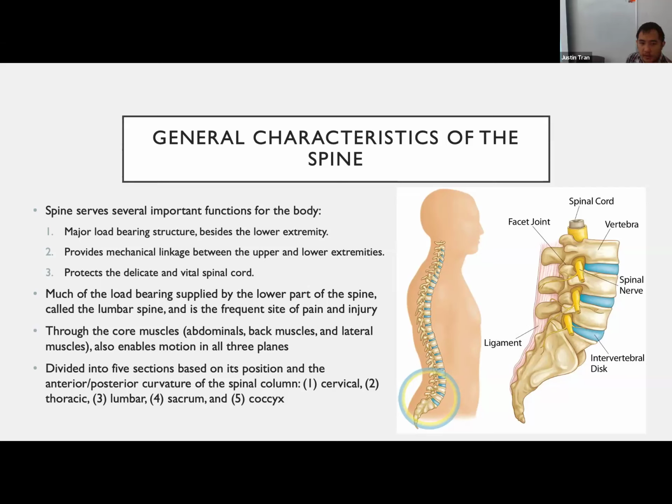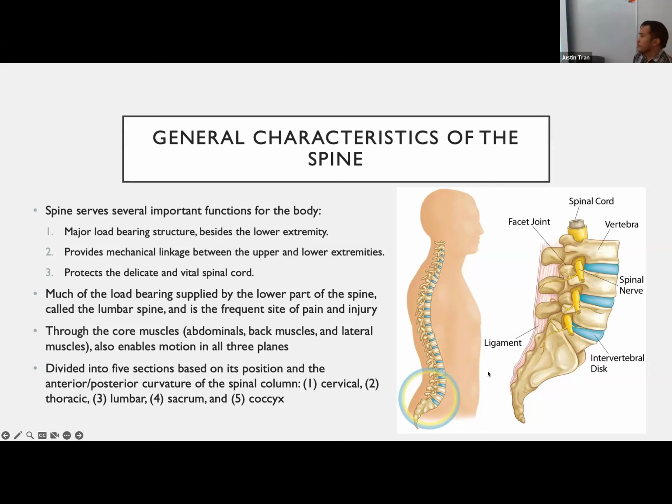The spine itself serves a lot of really important functions for the body. Besides the lower extremity, the spine is the other major load-bearing structure in your body. Basically the entire weight of your upper body is placed on the spine. If you separate the torso and the lower extremity, the only bone that really connects them is the spine. So all the way from the chest and the head and your arms, all of that gets concentrated on the spine right here.